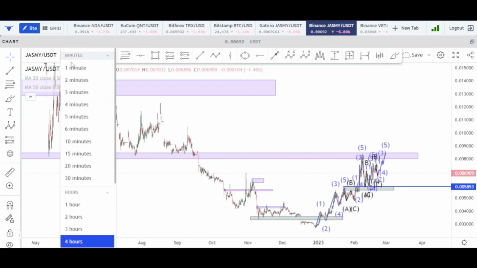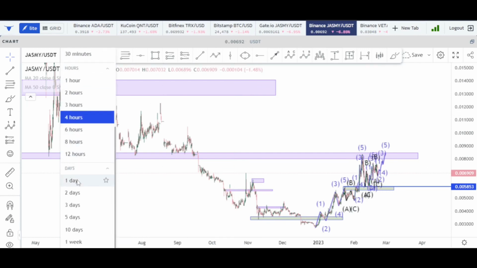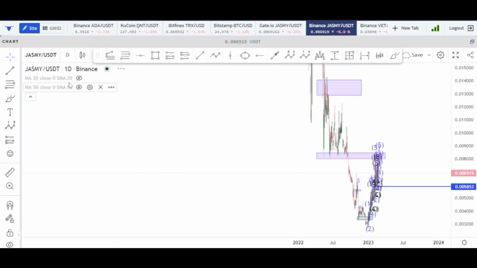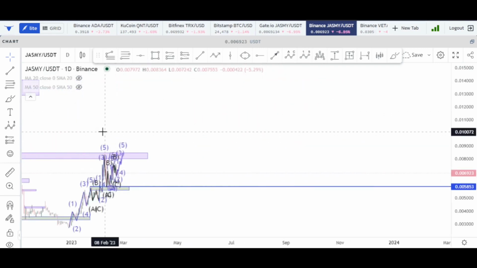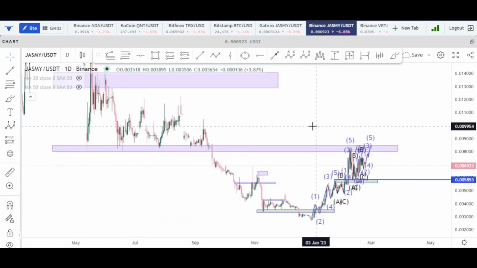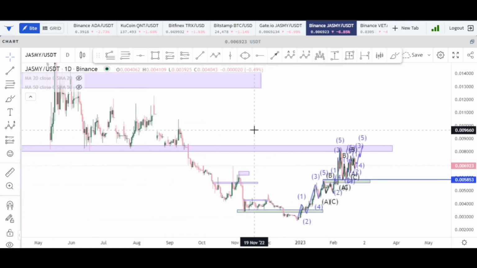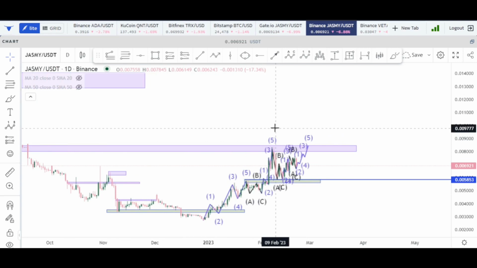On a daily time frame though, we are looking at the moving averages. I took a look at the 200 moving average and the 100 moving average, and you can see that we almost have got a cross happening there. Not quite yet, but we are expecting it in the next 2 weeks or something like that to happen. So these are the things that I see on the Jasmy price in the immediate short term.